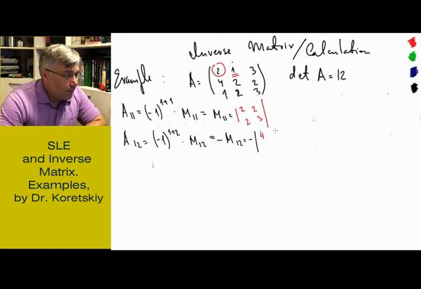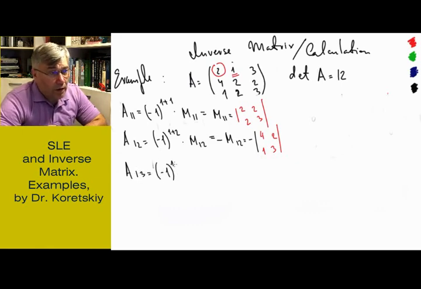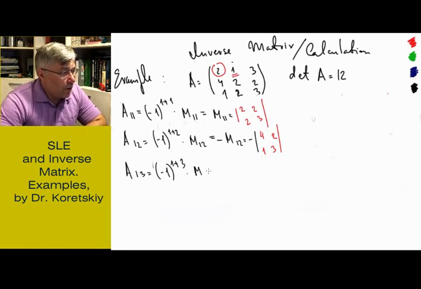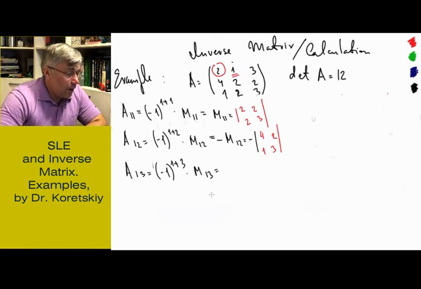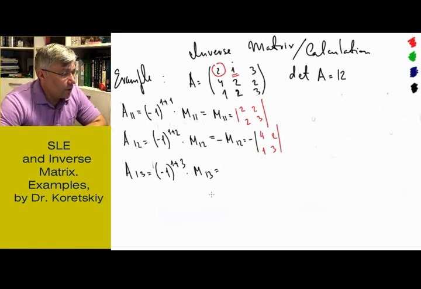Next element here, A13, it is minus 1 raised to power of 1 plus 3 times M13. 1 plus 3 is 4, minus 1 raised to an even power gives positive 1, so it is M13 here. And if I take away the first row and the third column, I have here 4 2 1 2.